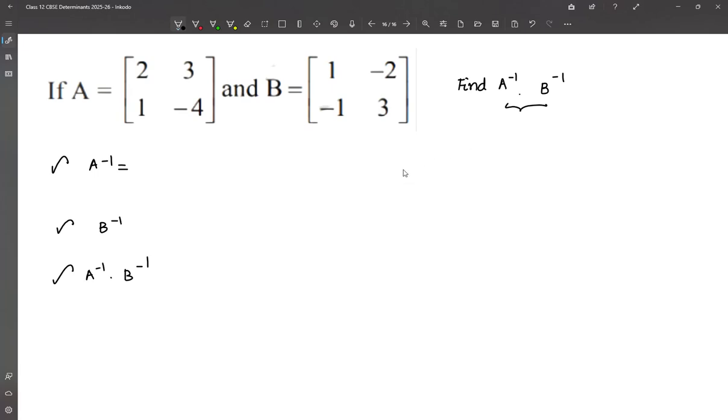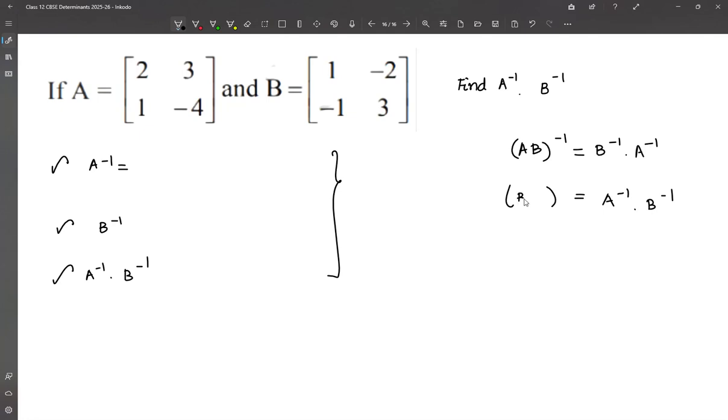The other way of solving it is this formula: AB the whole inverse is equal to B inverse into A inverse. If you reverse the order, it becomes A inverse into B inverse, which means the product should have been BA the whole inverse.